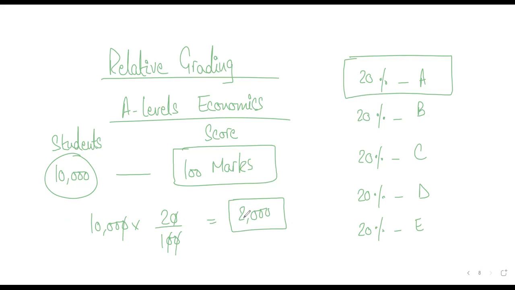Now, it doesn't matter how much you score. It doesn't really matter how much you score unless you're in the top 2,000 students. Out of the 10,000 students who took the exam, if you're not in the top 2,000, you will not get an A. Students, are you getting me or not, right?